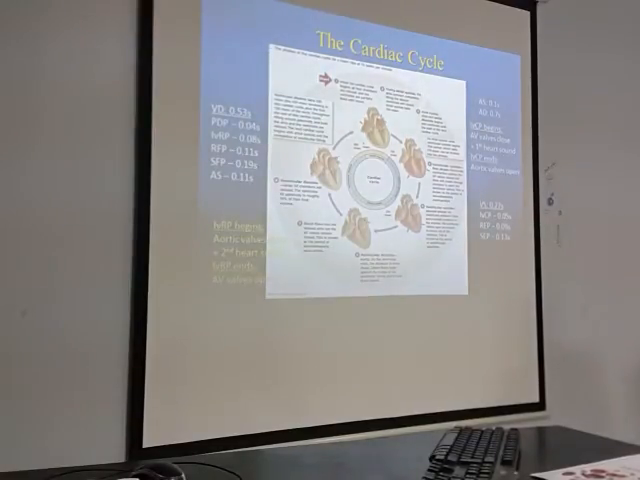The valves which are present in between the atria and ventricles are called the AV valves, atrioventricular valves. Similarly, there are valves present between the ventricles and the great arteries of the body. Which are the great arteries? Aorta and the pulmonary trunk. So, the valve between the left ventricle and the aorta is called the aortic valve. Simple. The valve in between the right ventricle and the pulmonary trunk is called the pulmonary valve. These are also called the semilunar valves.